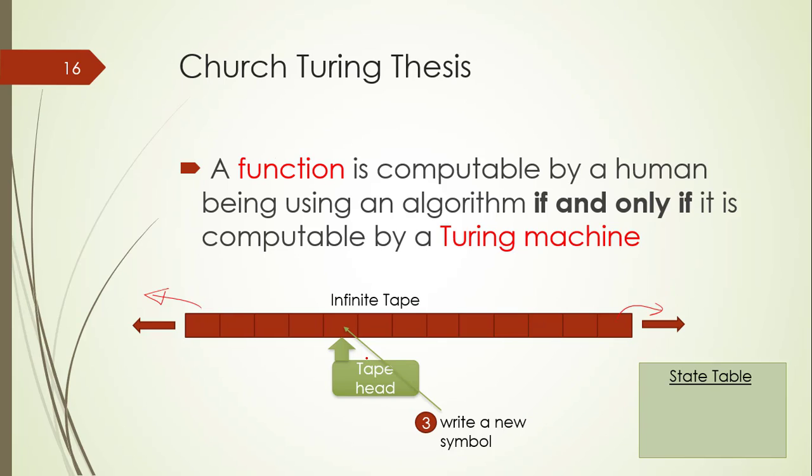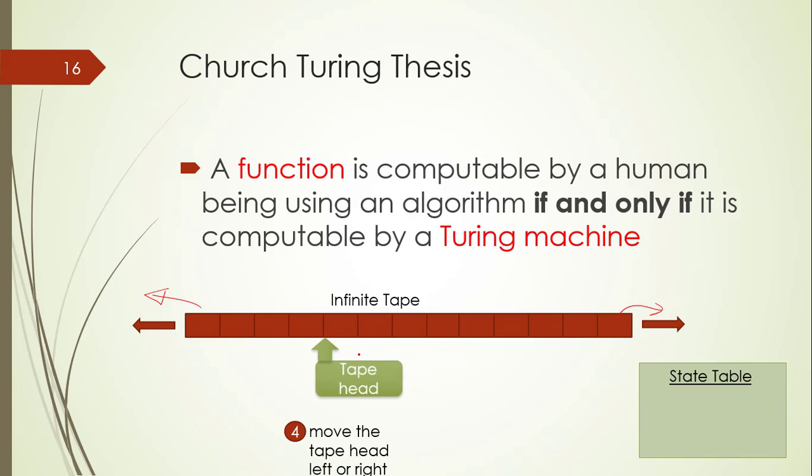Based on what the state table tells us to do, we write a new symbol in the cell. So we can either keep the same symbol or we can change the symbol, right? So we write a new symbol. And then we move the tape head either one step to the left or one step to the right. That's all.